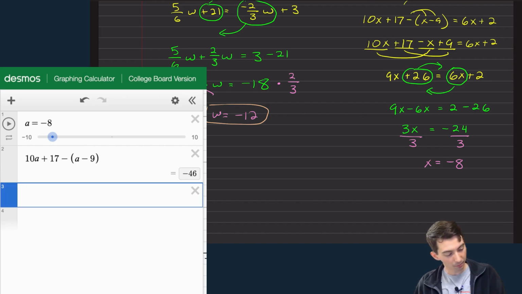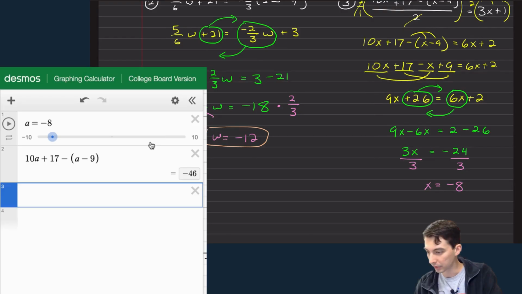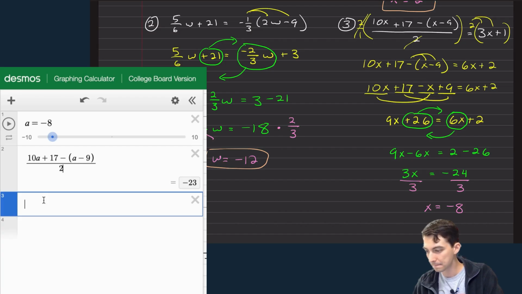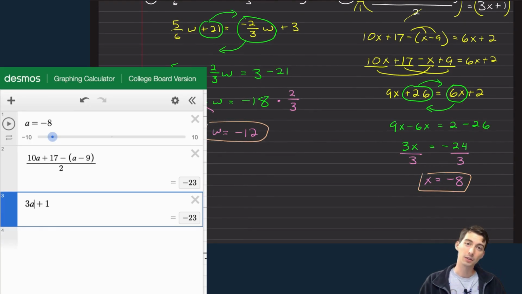And on the right, my original expression was, oh, whoops. Remember, this was all over 2. And then on the right, it was 3x plus 1. Oops, and we need to make sure that's an a. There you go. So a little bumpy road getting there, but we do see that both of those expressions are equal when x is equal to negative 8. So we found our solution.